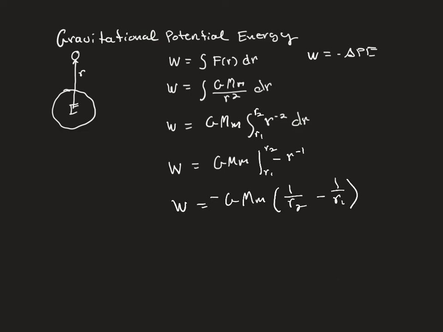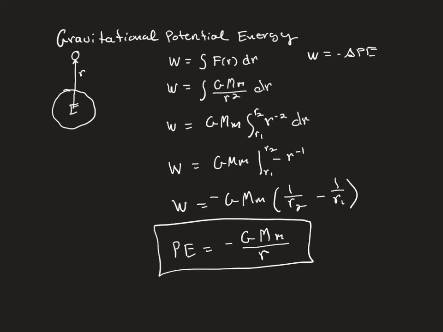So remember, potential energy is final minus initial, so we get that the potential energy is equal to a negative gravitational constant, mass exerting the force, mass experiencing the force, divided by the distance between center to center of the two objects. This means we have to rewrite our conservation of energy equation. So we can just consider gravitational potential energy and kinetic energy.